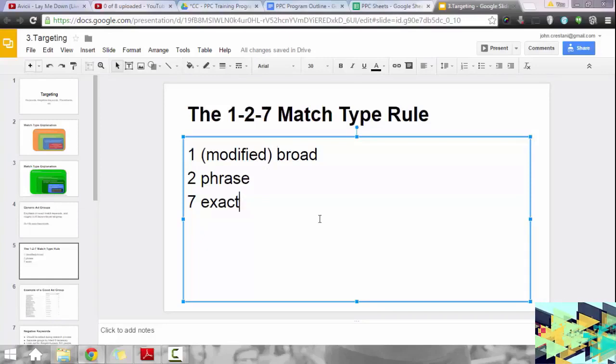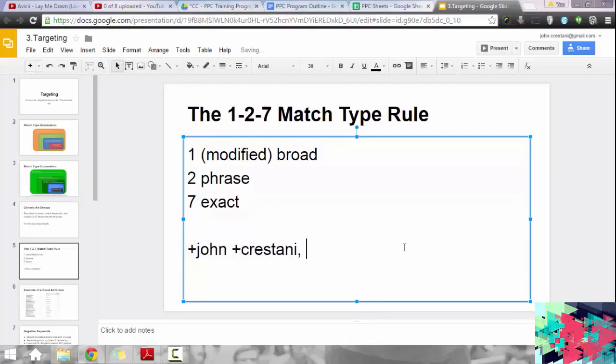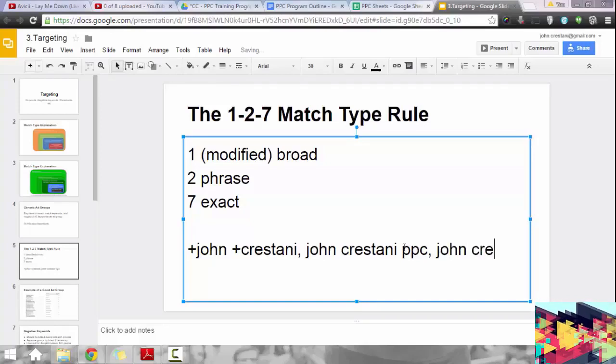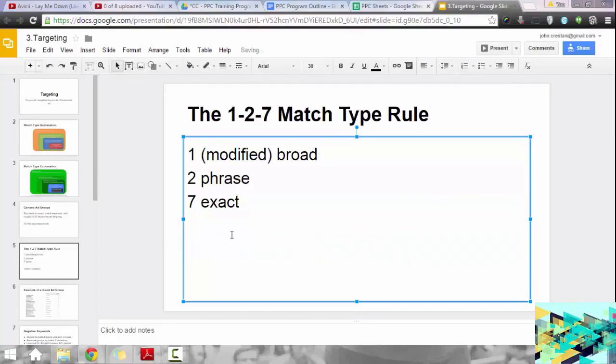So for instance, if my root keyword was John Cristani, then I would have this be a modified broad, and after that I would have John Cristani PPC, maybe John Cristani as one word, etc. And then from there I'd continue on and create more long tail searches, if that makes any sense, if I was bidding on my name.